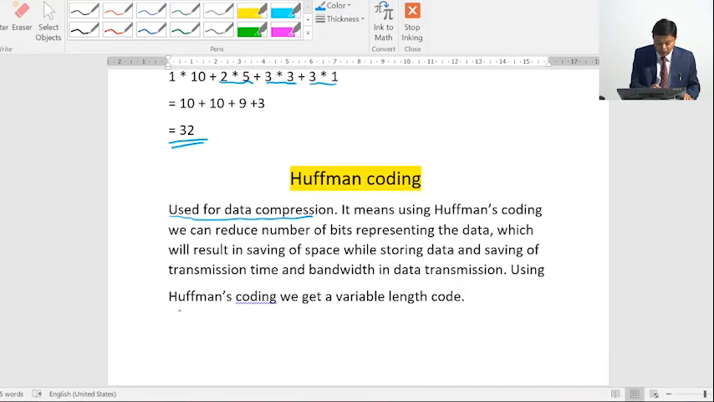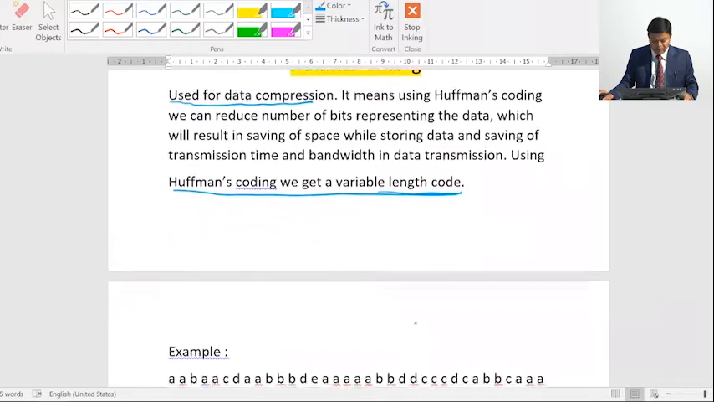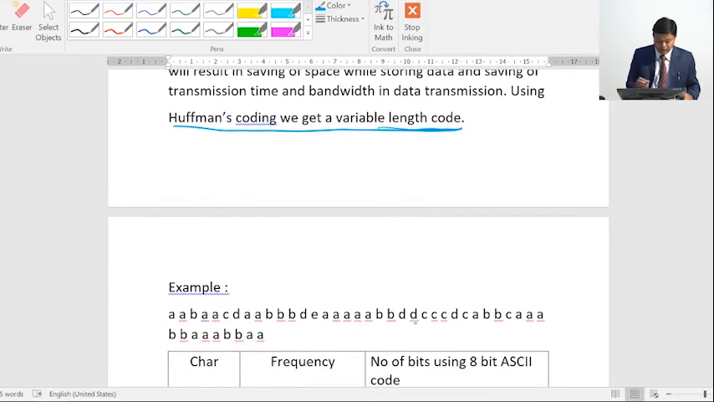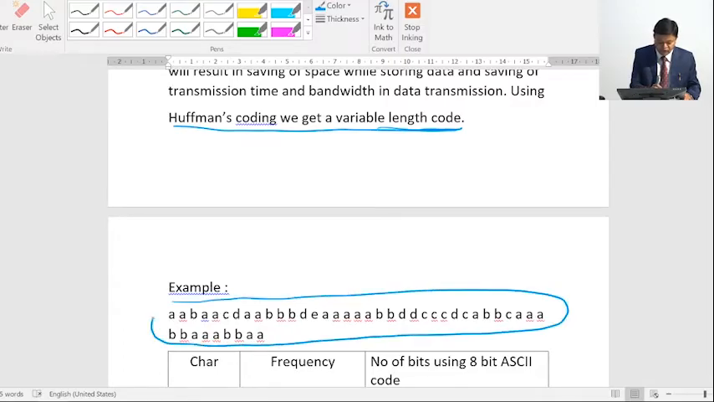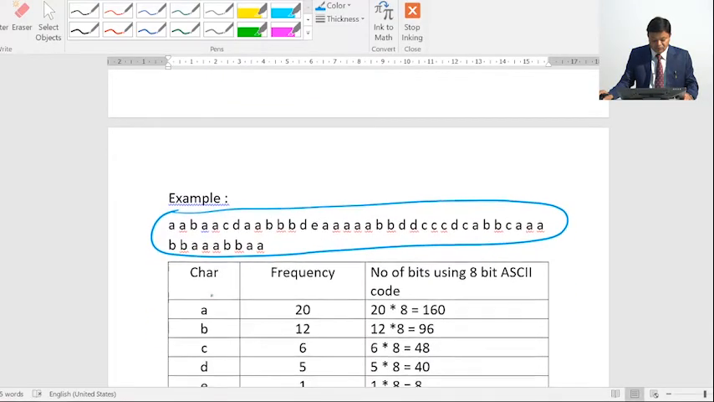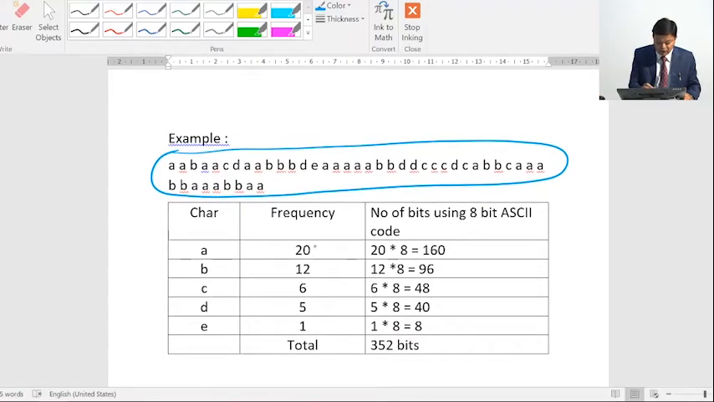In Huffman's coding, we get a variable length code. It means every character does not get the same code length. Every character will have a variable length code. Let us take an example. Suppose we want to transmit this text, or save this text, or compress this text. Okay, this is the text. Now, A is appearing 20 times, B is appearing 12 times, C is appearing 6 times, D is appearing 5 times, and E is appearing only once.